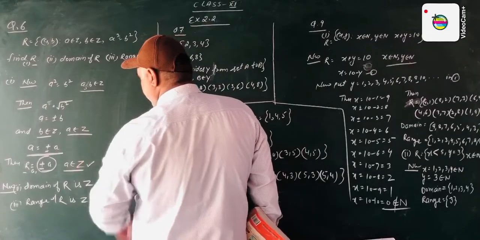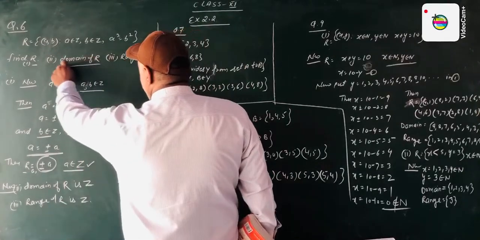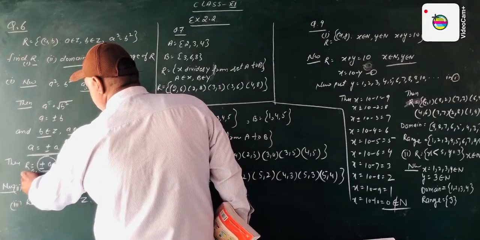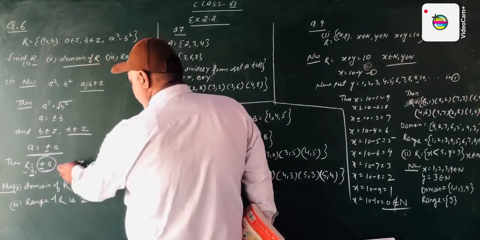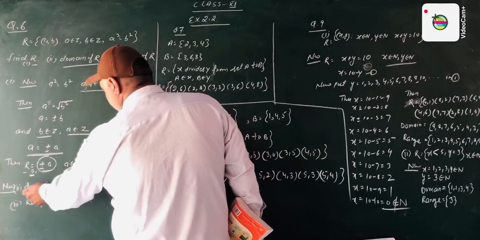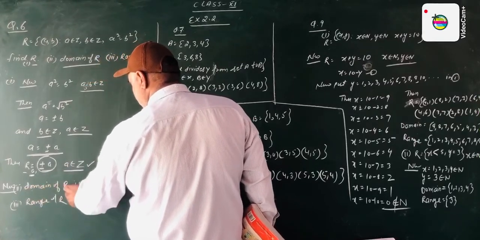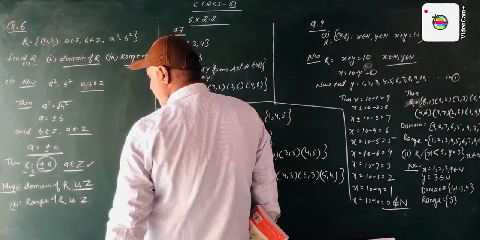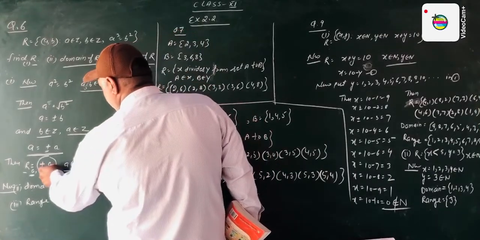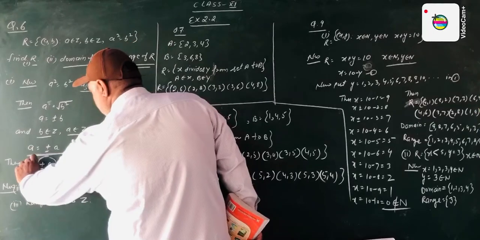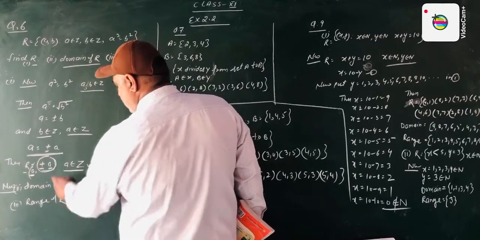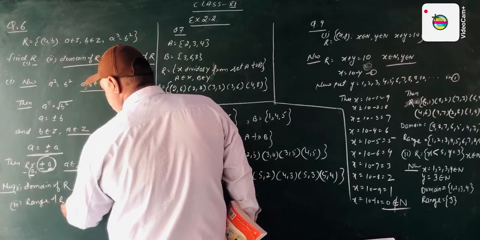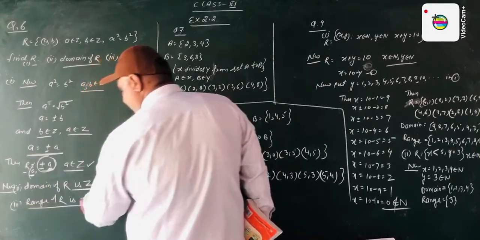Now we have to find the domain of R. Domain of R means we find the first component, which is equal to a. a means a belongs to Z. So the domain of this relation also belongs to Z. Now the range of this R, we have to find the range. The second component is also a, and a belongs to Z. Then the range of this R belongs to Z.